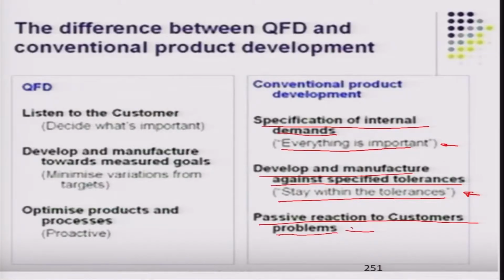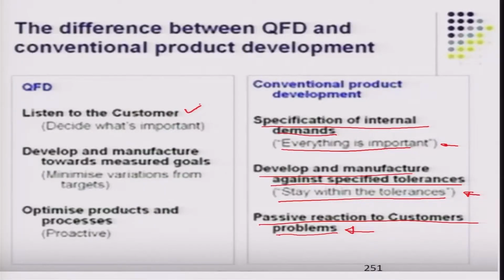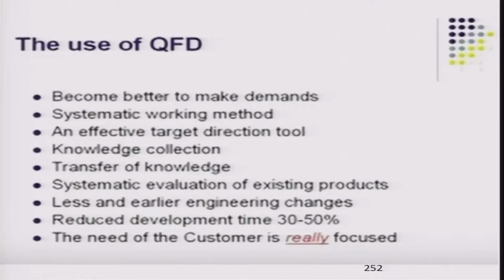Customers keep on complaining about a problem. One can look into the process and try to do something, an incremental change, so that it might result in some level of satisfaction, although the entraining of the customer's mind into the product itself is never there, okay, or never achieved. As opposed to this, in the QFD, you listen to the customer, decide what's going to be important for you to do, and develop and manufacture towards the measured goals which are from the customer's voice right here, and then you optimize the products and processes in a proactive manner so that the customer is happy. So that's how you have a major difference between the QFD and the conventional product development process.